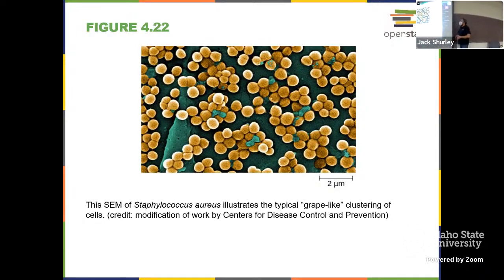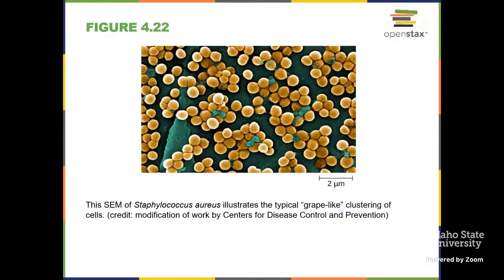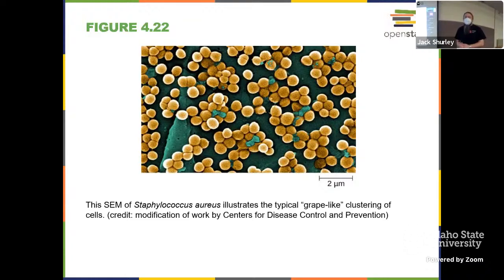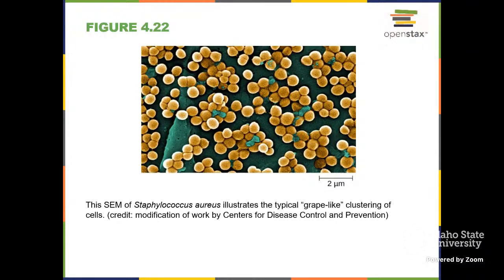So here, we've got some spherical organisms. The Staphylococcus aureus does have kind of these clustered appearances. They say grape-like, all right? This is an electron micrograph, so a scanning showing us the surface of these cells.